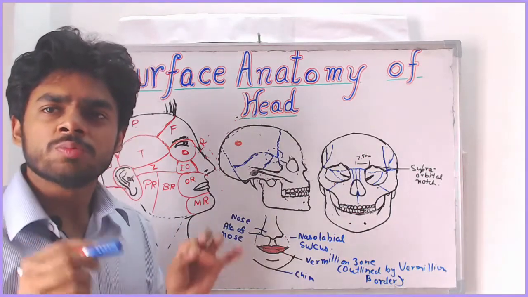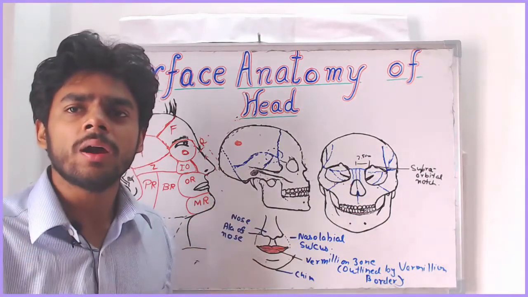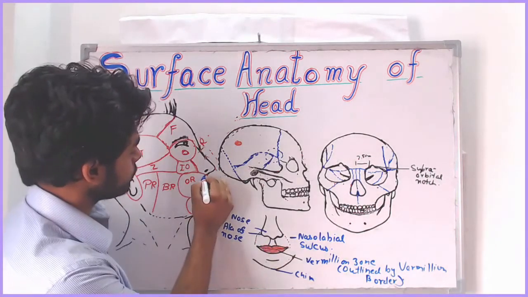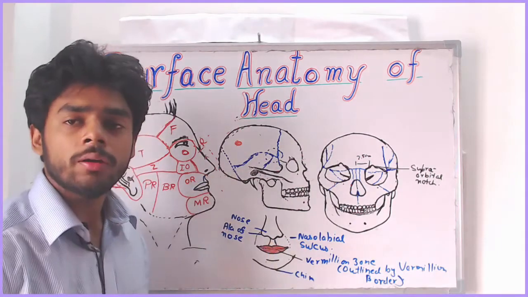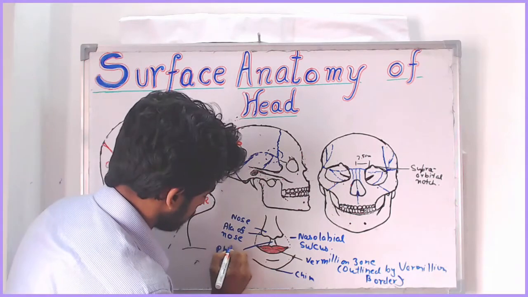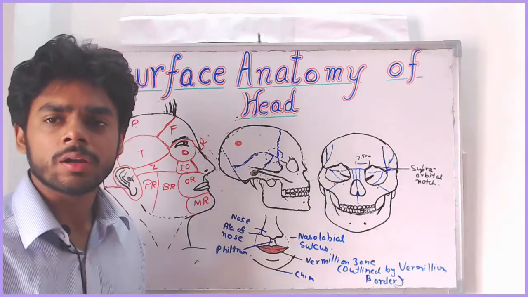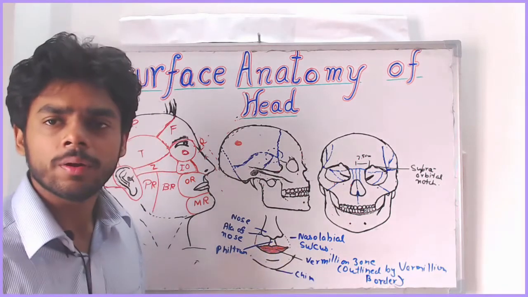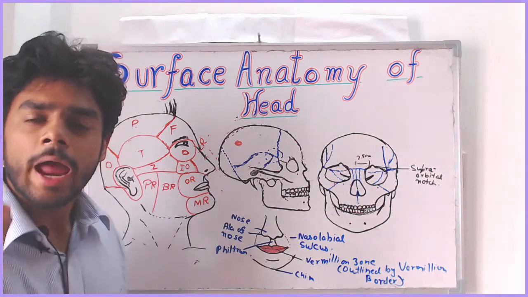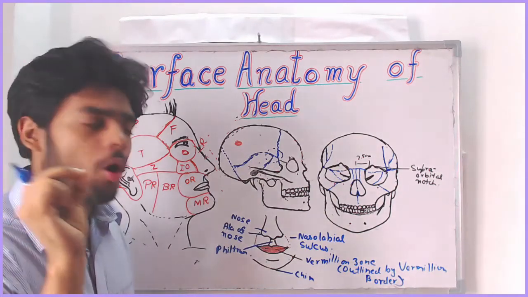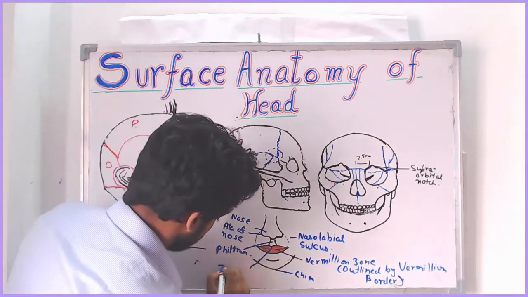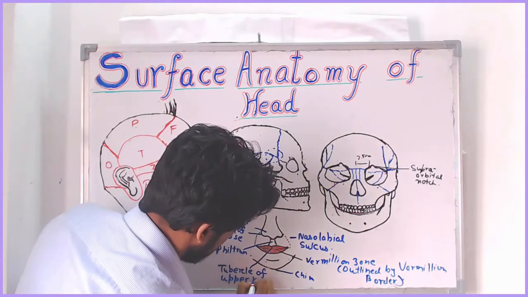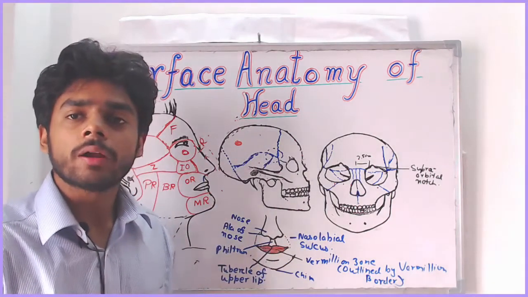The small triangular median depression in the upper lip is called the philtrum. You can see the apex of this philtrum is towards the nose and the base is towards the lip. Towards which part of the lip? Towards the tubercle of the upper lip. Here we have the tubercle of the upper lip.